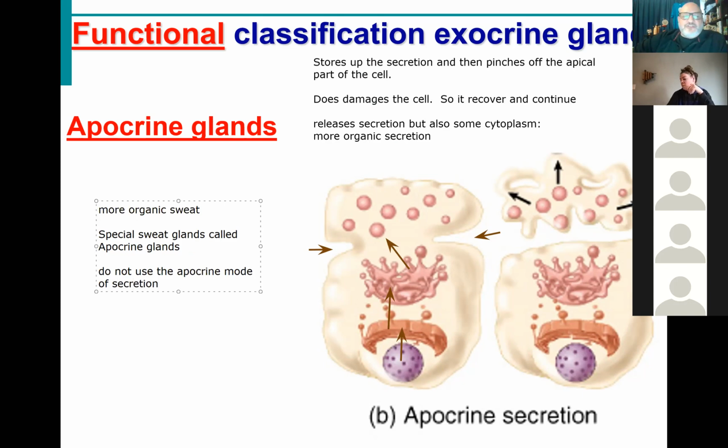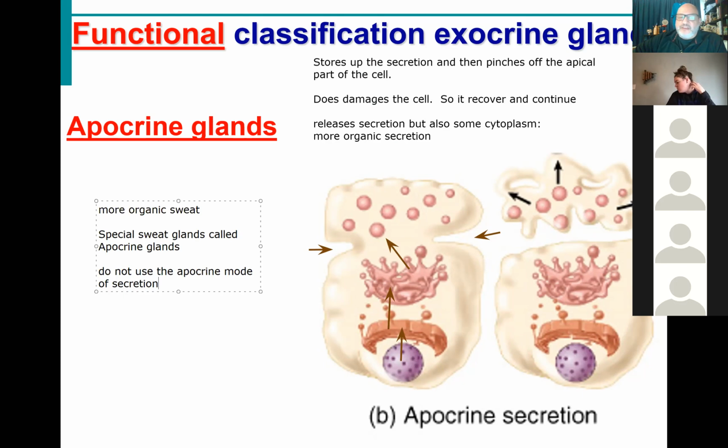So when we get to the skin, starting on Thursday and continuing on Tuesday next week, when we talk about the glands of the skin, we're going to learn about a gland in the skin called the apocrine gland, and it doesn't use the apocrine mode of secretion.